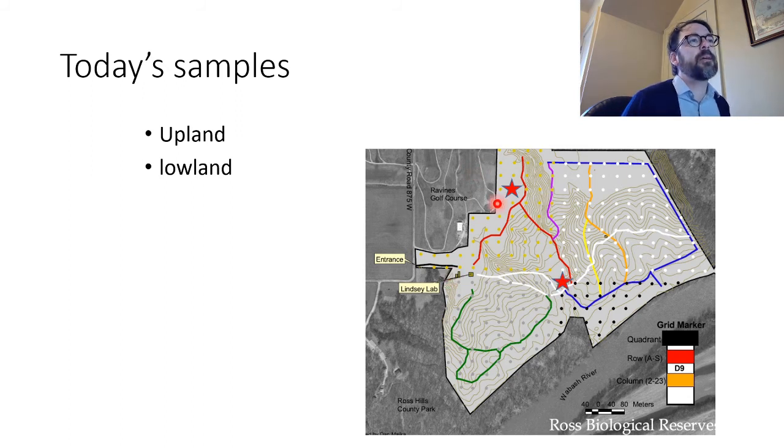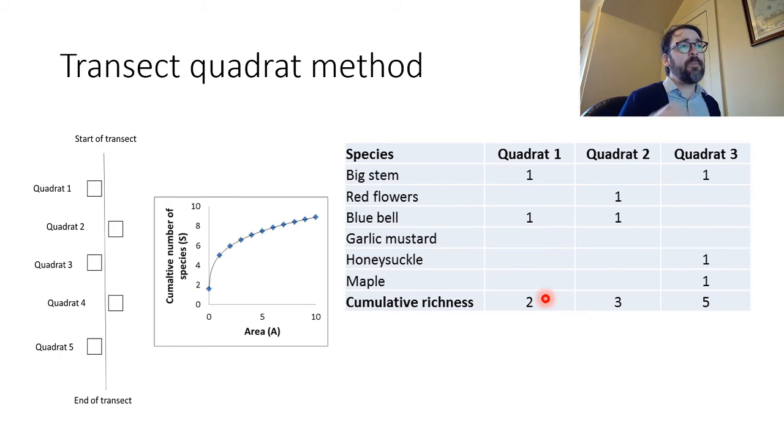And up on the uplands, it's a very different community than it is down on the lowlands, and we're going to try to understand why that might be the case. The method we're going to use is called the transect quadrat method. You learned about quadrats last week. We're going to lay quadrats and count the number of species inside, but we're going to run a transect that's 10 meters long and then sample quadrats at an interval along the transect.